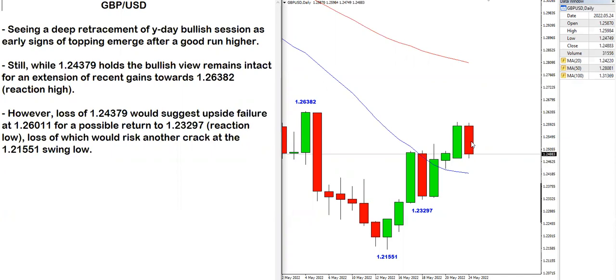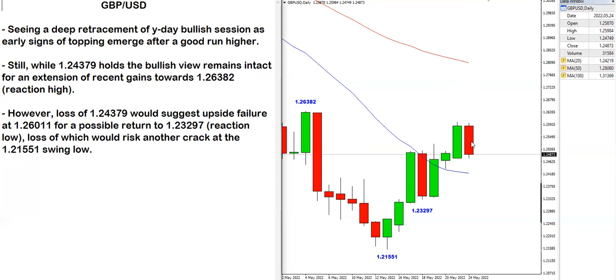But as long as we can hold above this 124.379 inside day low from a couple of days ago, I'm still holding a kind of bullish near-term view on this one. So looking for a bit of a bounce, maybe from current levels, to see a bit of an extension of the recent move. 126.382, the reaction high on the previous downtrend, that's still an upside target.